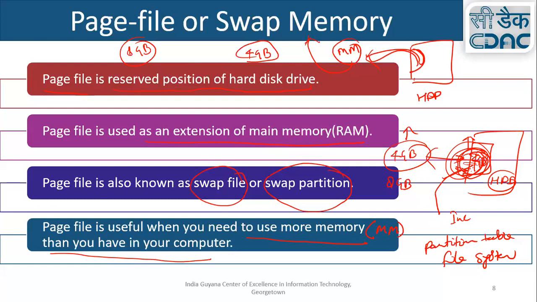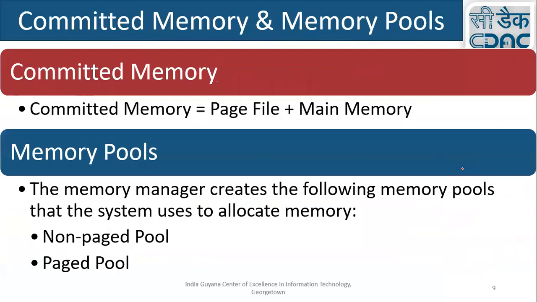So let's go into more depth about swap memory. Committed memory, this is one more term. Committed memory means the page file, or swap file, swap space, plus main memory. So your extended memory, page file plus main memory, both combined is known as the committed memory.